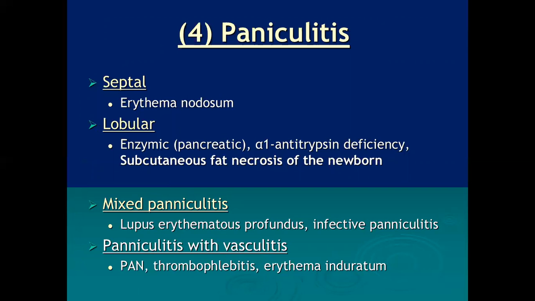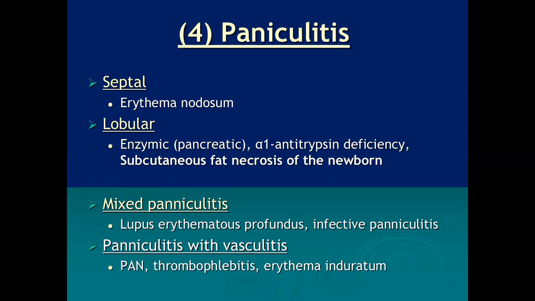Then the last pattern of inflammatory infiltrate is the pattern in which the infiltrate is present within the subcutaneous fat. And there are two patterns: either the infiltrate will be present along the septal blood vessels, or the infiltrate is present between the fat lobules. So septal panniculitis is characteristically seen in erythema nodosum, while lobular panniculitis is seen in enzymatic or pancreatic panniculitis, alpha-1 antitrypsin deficiency, subcutaneous fat necrosis. Mixed panniculitis, in which both the septal and lobular changes are seen, occurs in lupus erythematosus profundus and infective panniculitis.